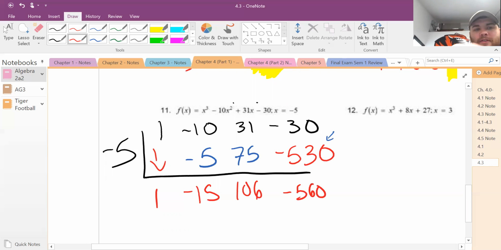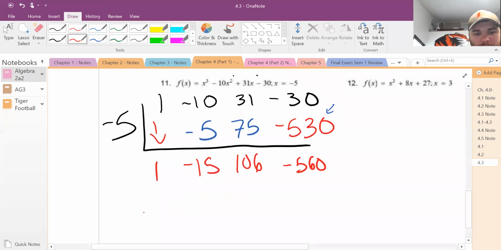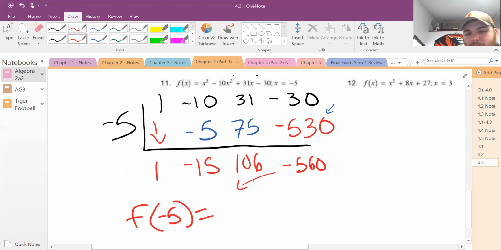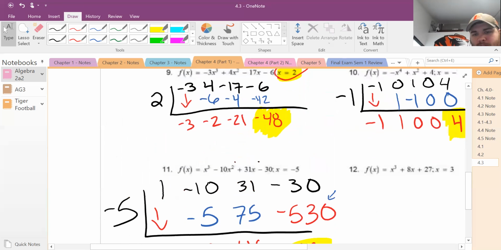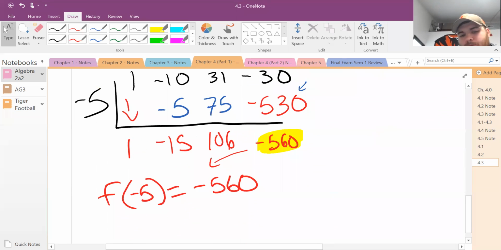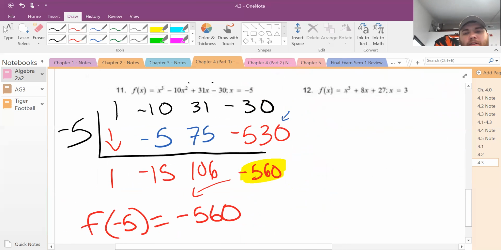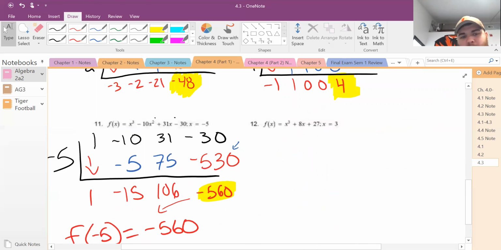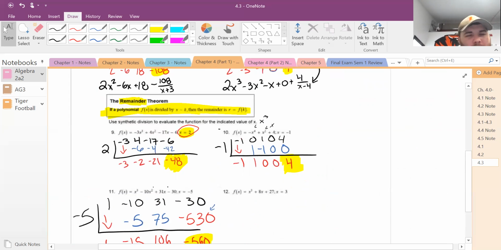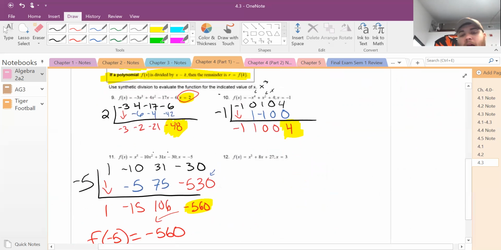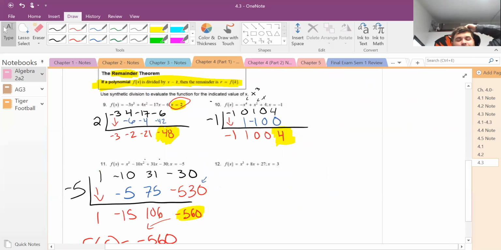What is our function? So this is how we write it in the math world. What is our f evaluated at -5? Well, it's our remainder, right? That's what the remainder theorem says. -560. Answer. Okay, so that is evaluating a function using synthetic division. That is what the remainder theorem is. Don't get confused by the fancy symbols and wording. It's not that hard.